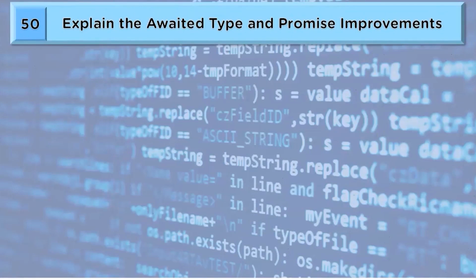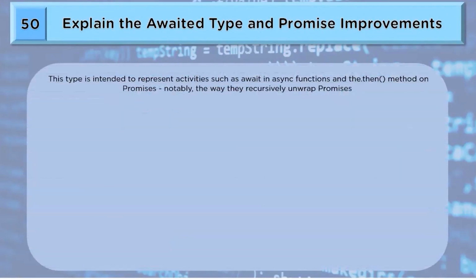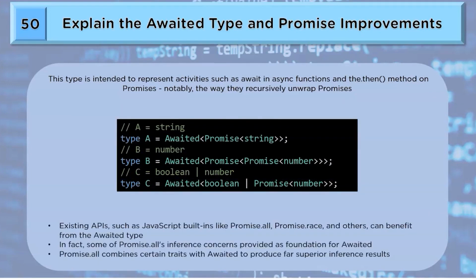Explain the Awaited type and Promise improvements. This type is intended to represent activities such as await in async functions and the .then method on promises, notably the way they recursively unwrap promises. Existing APIs such as JavaScript built-ins like Promise.all, Promise.race, and others can benefit from the Awaited type. In fact, some of Promise.all's inference concerns provided a foundation for Awaited. Promise.all combines certain traits with Awaited to produce far superior inference results.